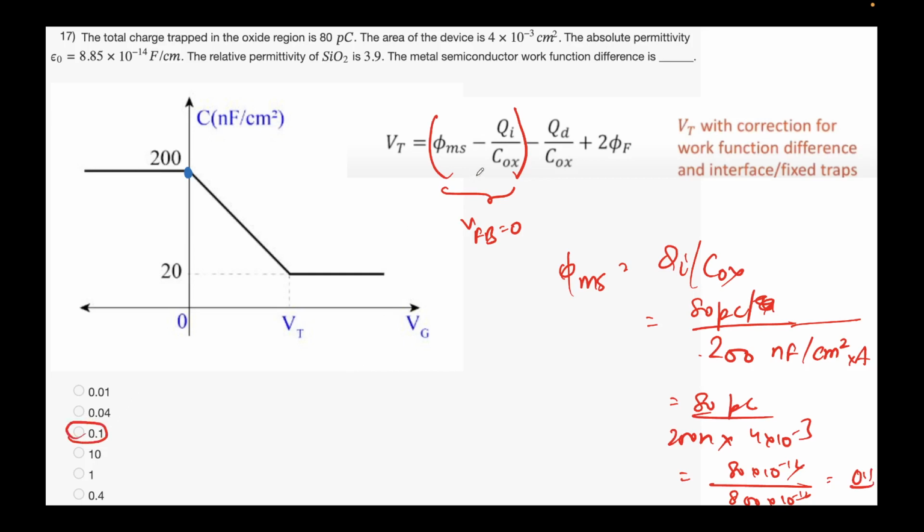How do you say volts? Why not electron volts? That can actually be both, depending, but no, see, this is coulombs and this is farads. So it has to be volts. So this is 0.1 volts.